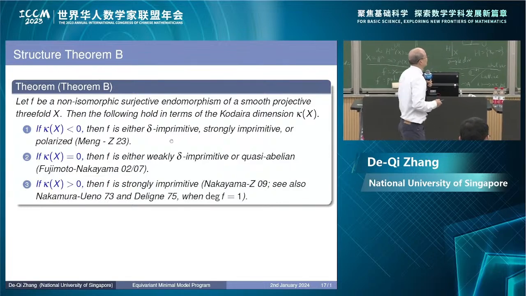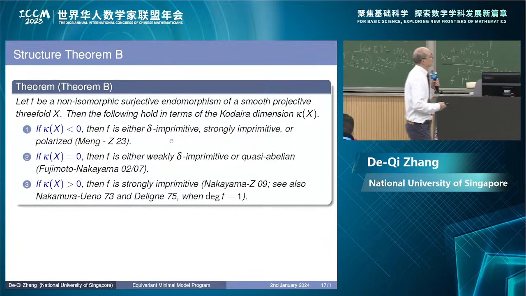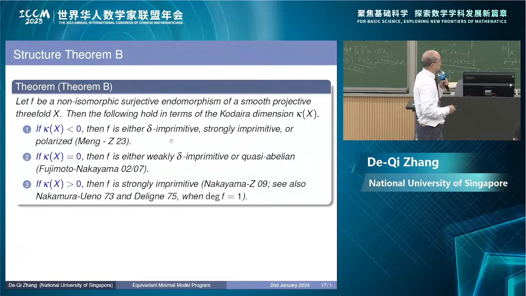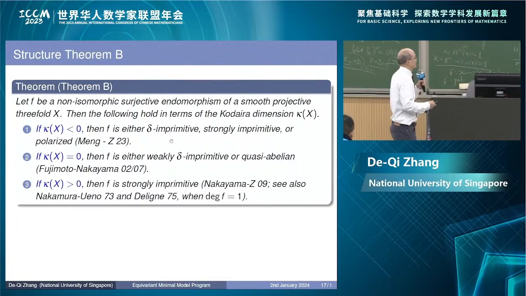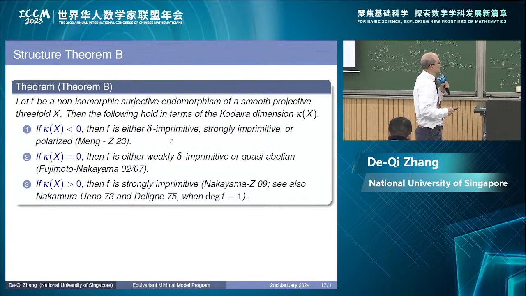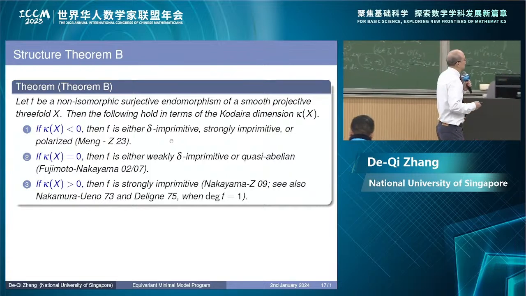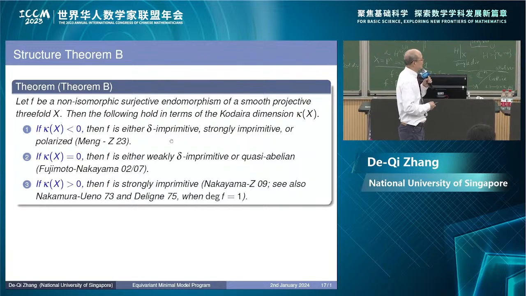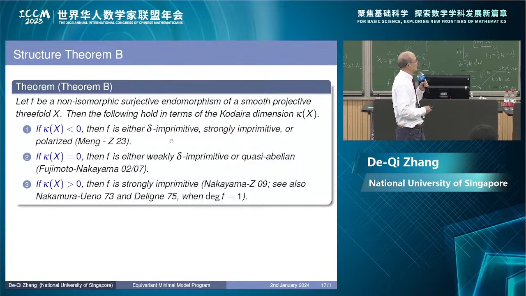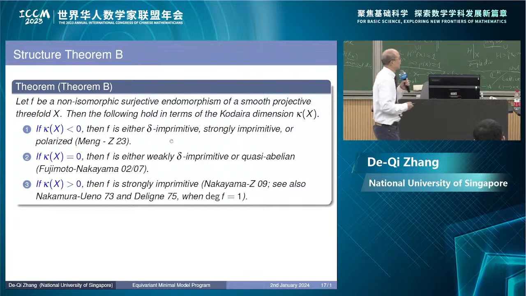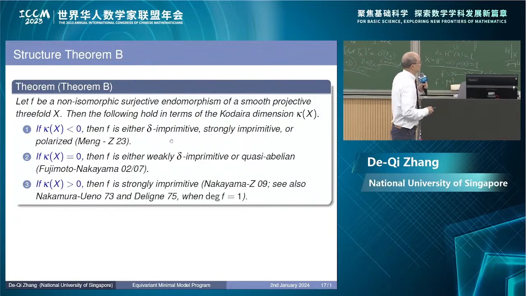The second theorem, as I said, I only have two theorems and two applications. Again, I take an endomorphism which is not an automorphism, in the dimension 3 case, and it's smooth. For the Kodaira dimension, you can see that you have three possibilities: Kodaira dimension negative, 0, or positive. The first case, the main case, says that if Kodaira dimension is negative, then it's either delta imprimitive, so we can reduce to the low dimension case, or strongly imprimitive, so we can reduce to the generic fiber case, still low dimension, or it's polarized. And polarized is a kind of well understood, or well studied, case.